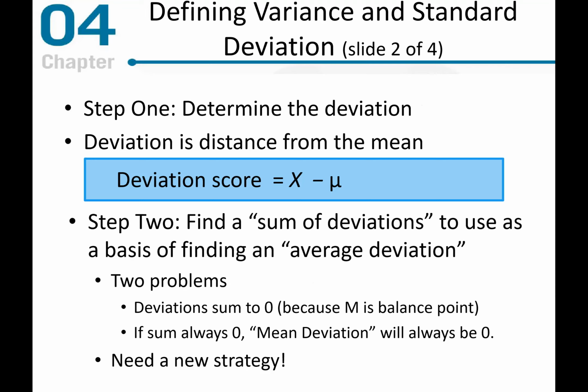So what we do instead is we square those deviation scores. We square it. So -5 squared is 25. 3 squared is 9. -1 squared is 1. 2 squared is 4. And 1 squared is 1. And what this does is it gets rid of the negative signs and allows us to continue with the calculation.